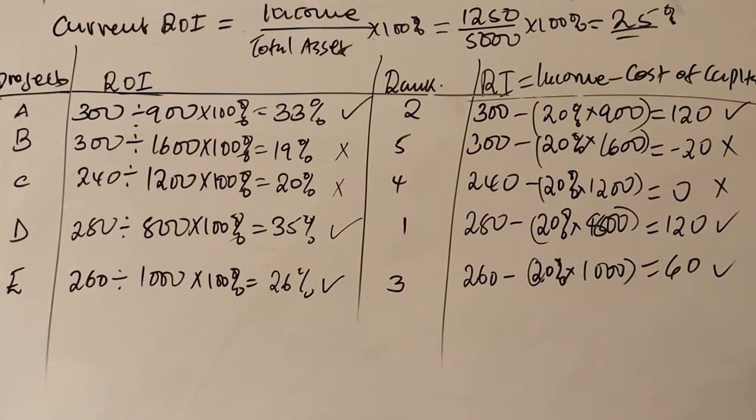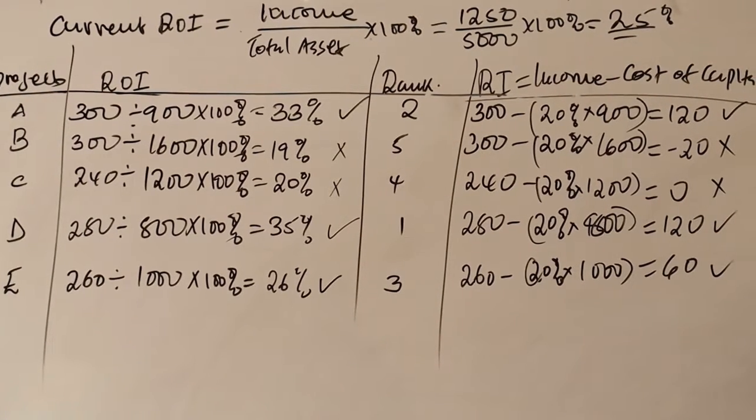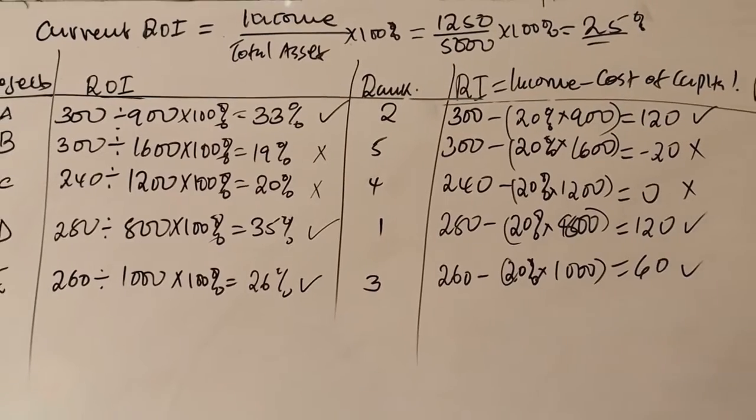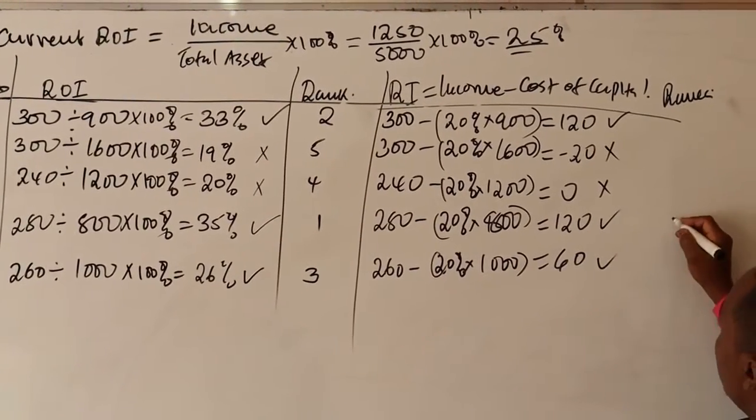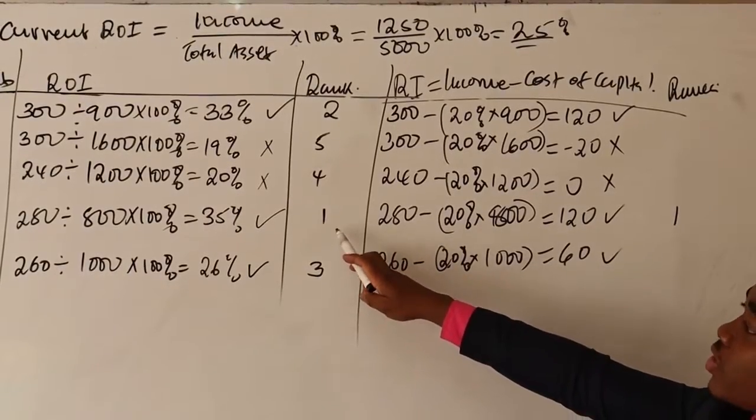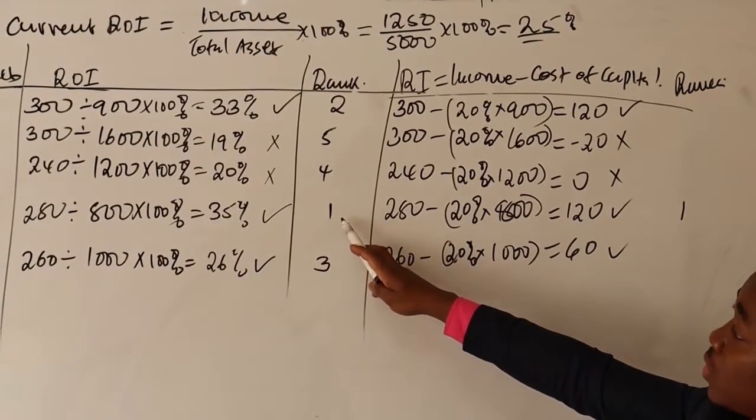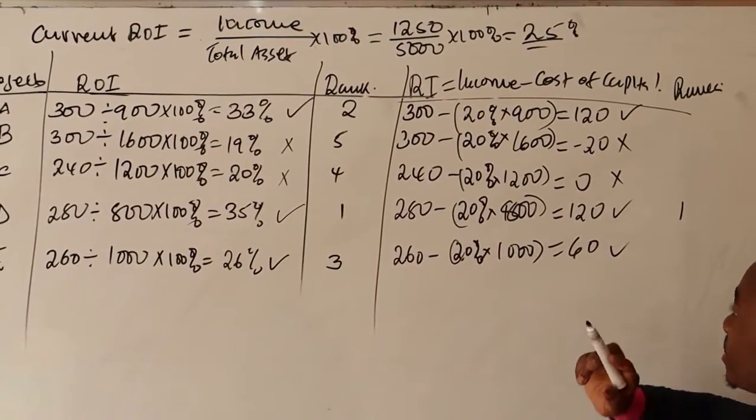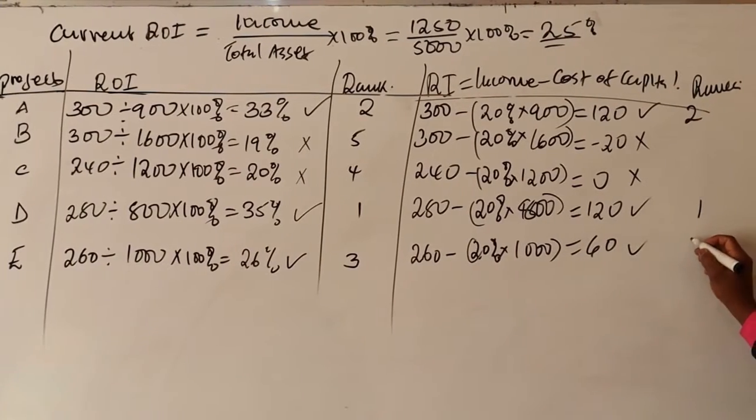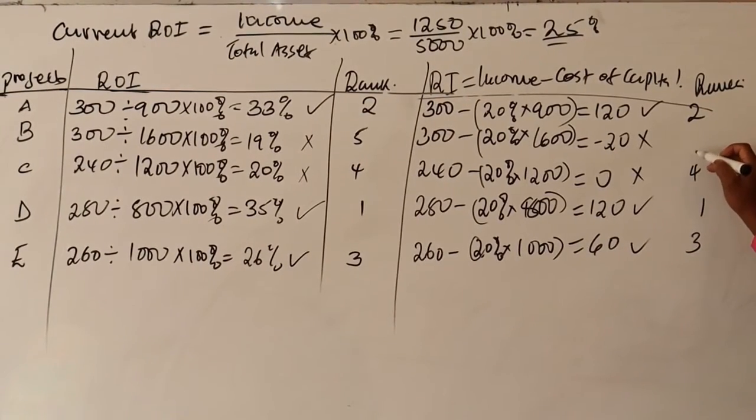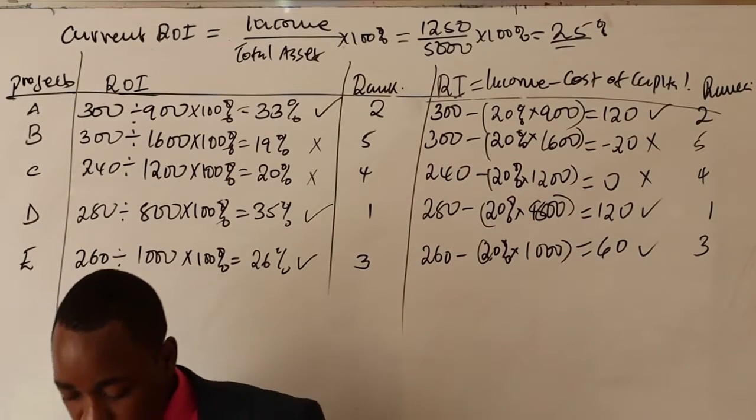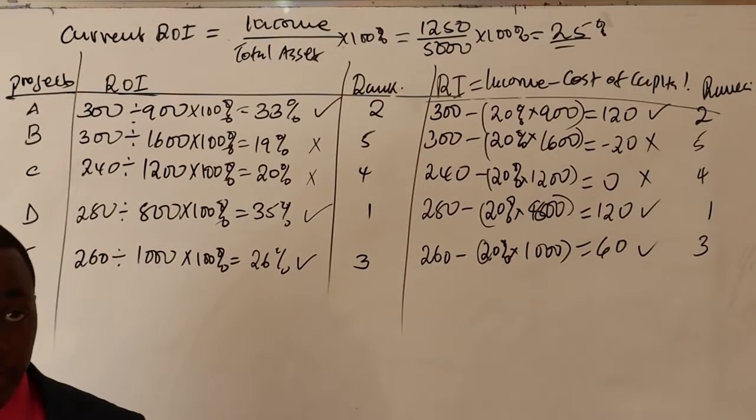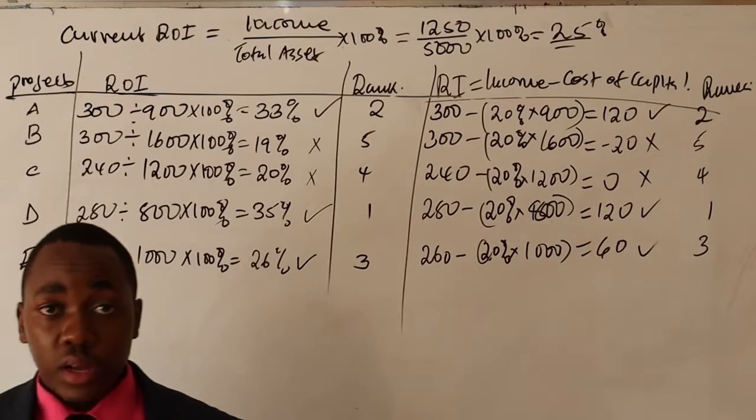In case you are asked to rank the projects, which one will you give the first priority? So we have 120, 120. You can start with either, but I can start with D because based on the return on investment, it was ranked number 1. Then the other one, number 2, number 3, number 4, number 5. So we look at that.